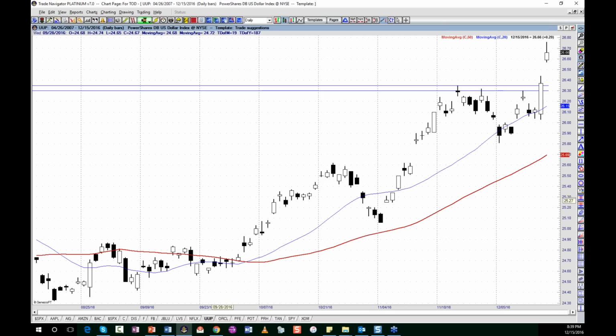Okay, so we're going to go through here. And a quick question, what's the difference between a hanging man and a hammer? A hanging man comes after an uptrend, and a hammer comes after a downtrend.